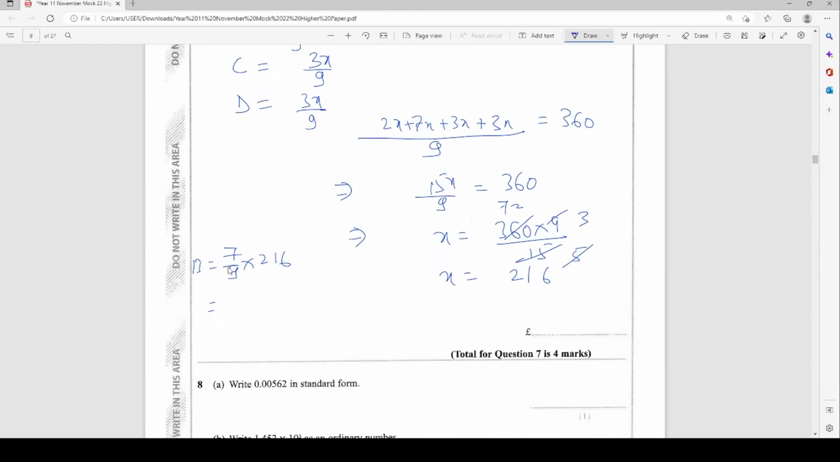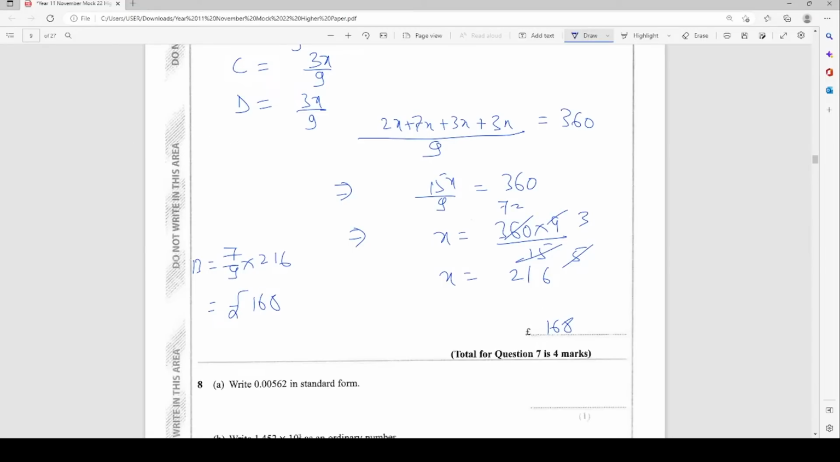Let's see how much it would be. I can use my calculator over here. So we will have 216 times 7 divided by 9. So that's 168 pounds. 168 pounds. There can be multiple methods that can be used here actually.